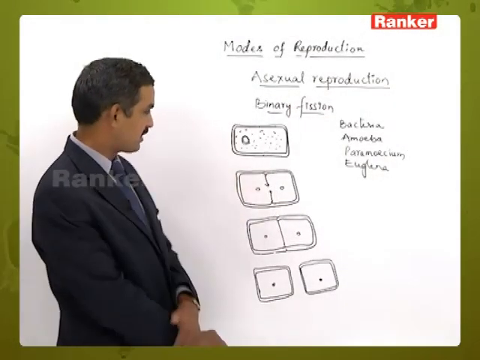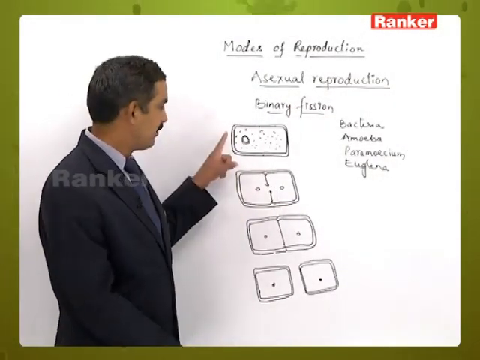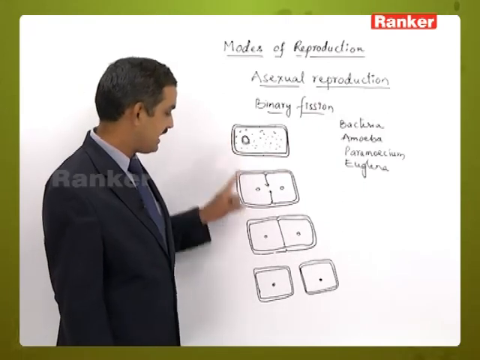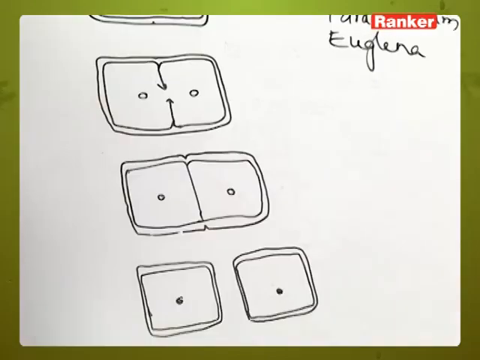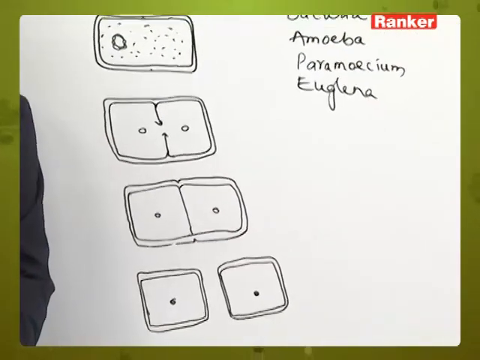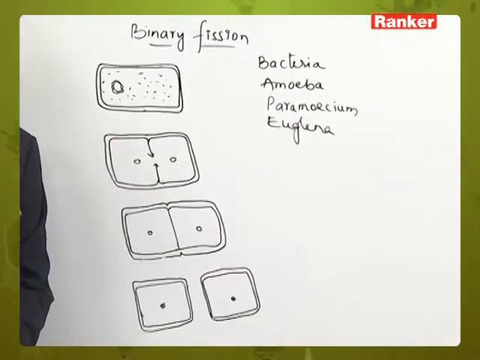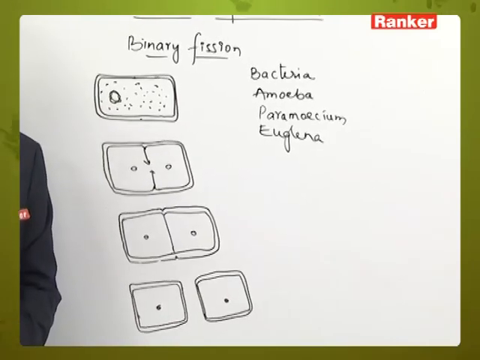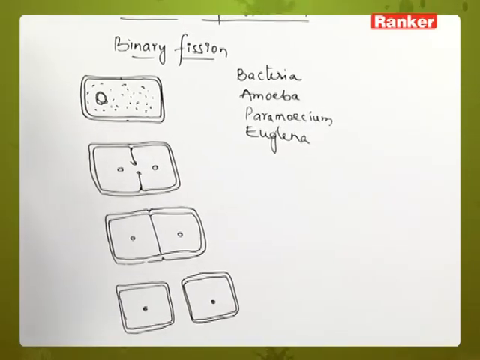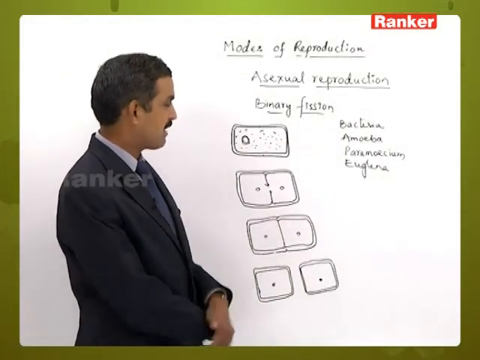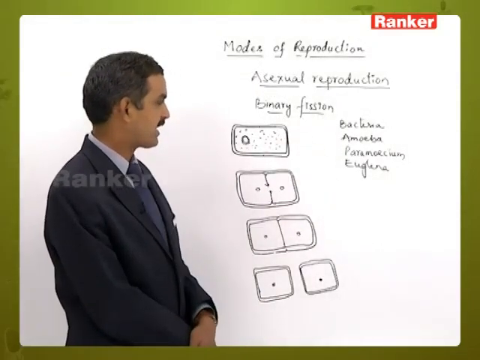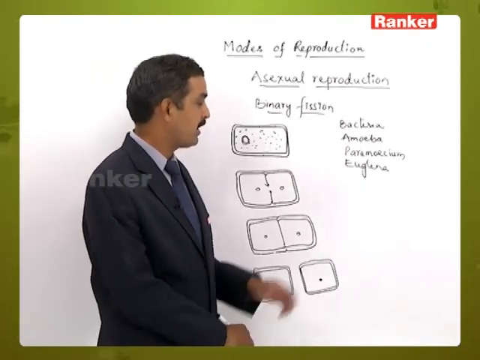So, this is a process of binary fission, where the parent cell is divided by a normal process to form two daughter cells. The two daughter cells are similar to the parent and to each other, and this type of fission is called binary fission. It can be observed in examples like bacteria, amoeba, paramecium and euglena.